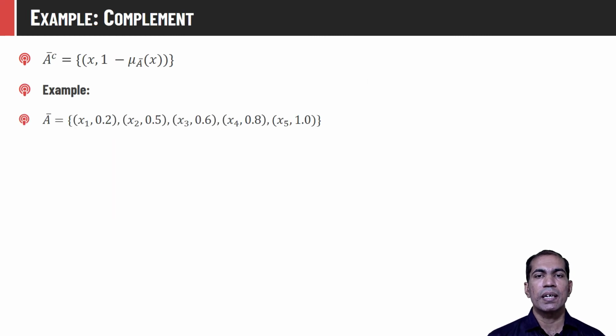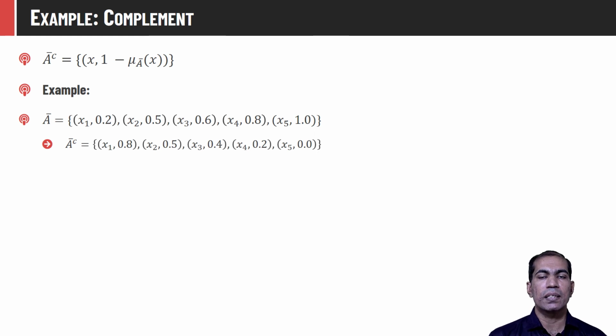Consider set A bar is equal to x1 0.2, x2 0.5, and so on. As we know, to compute the complement of that, we have to subtract the membership value of each element from 1. So A bar complement will be x1 0.8, x2 0.5, and so on, where this value 0.8 is derived by subtracting the membership value of element x1 from 1, that is 1 minus 0.2 is 0.8.